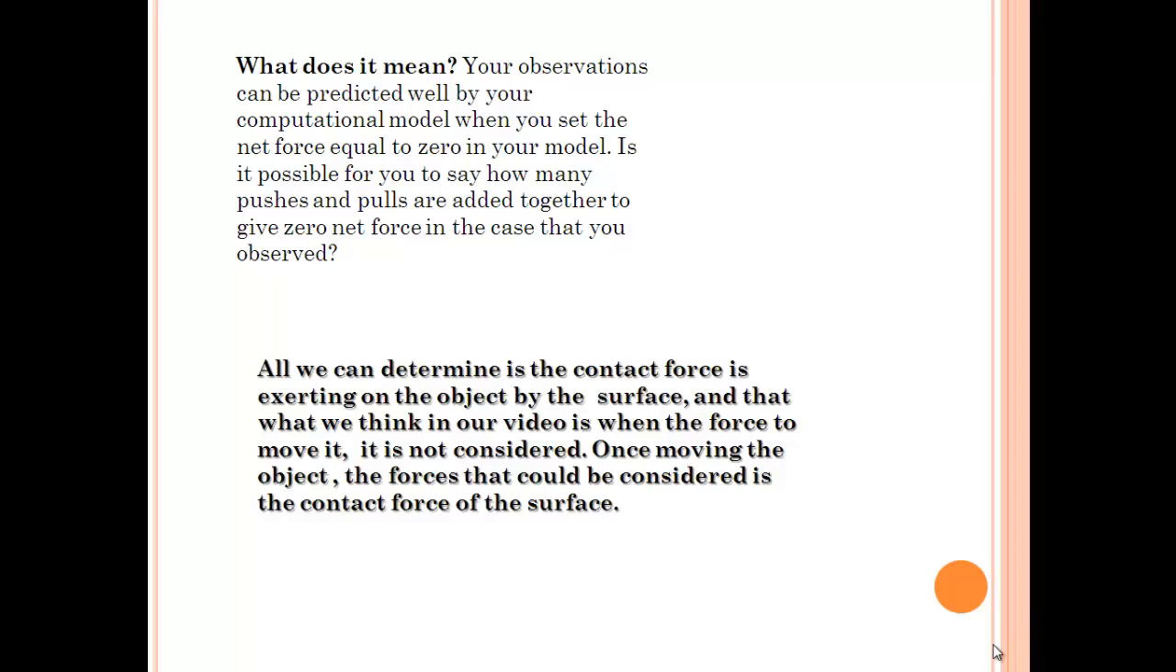What does it mean? Your observation can be predicted well by your computational model when you set the net force equal to 0. Is it possible for you to say how many pushes and pulls are added together to give 0 net force in the case that you observe? All we can determine is the constant force, the contact force exerted on the object by the surface. Once the object is moving, the force that could be considered is the contact force of the surface.